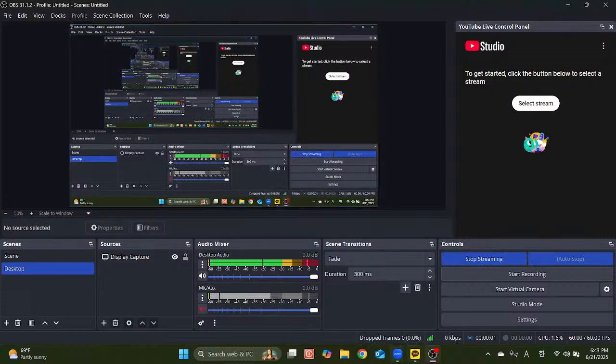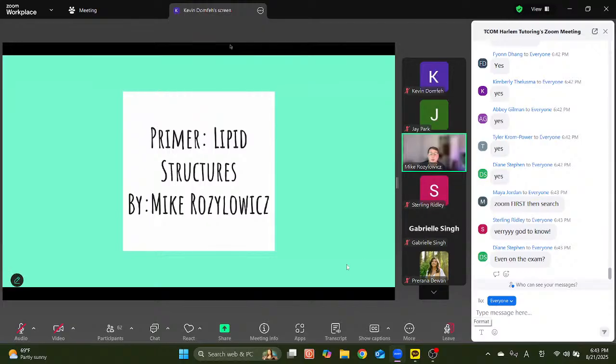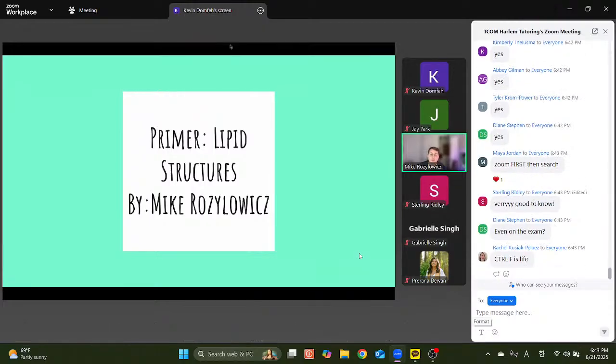Everywhere. You can Control F on the metabolic map. Control F. Yeah, I know, I just blew a bunch of people's minds on that.